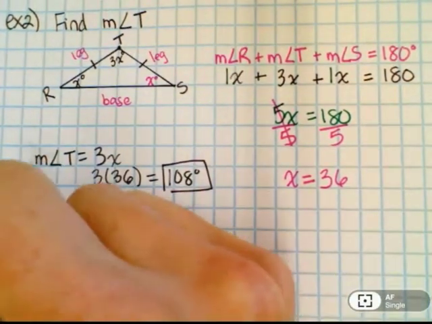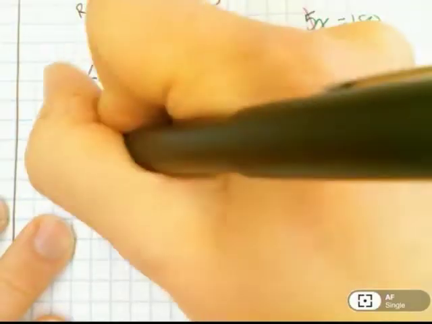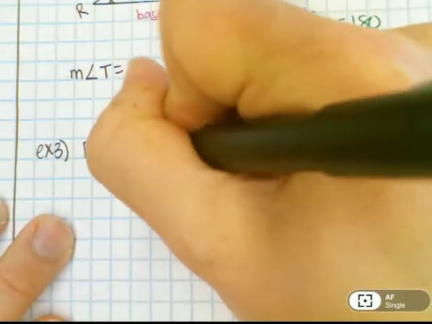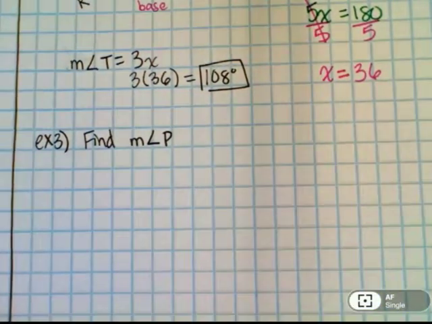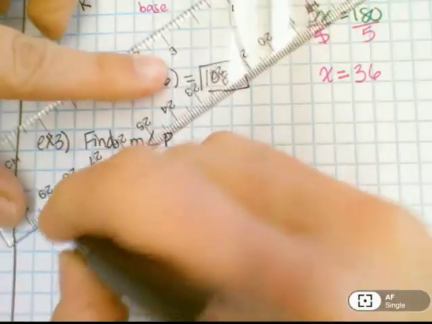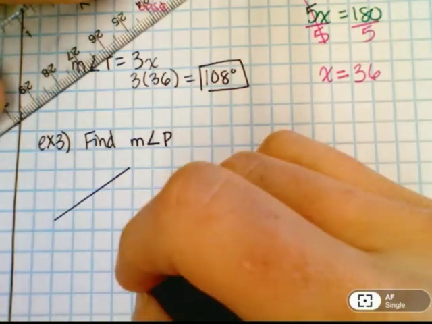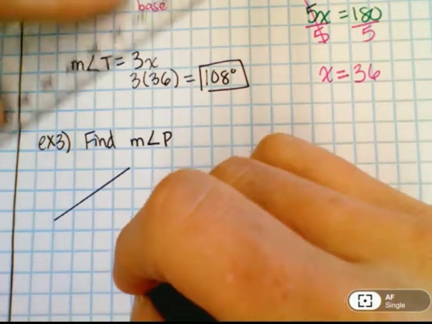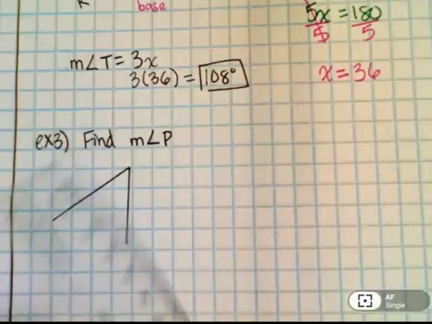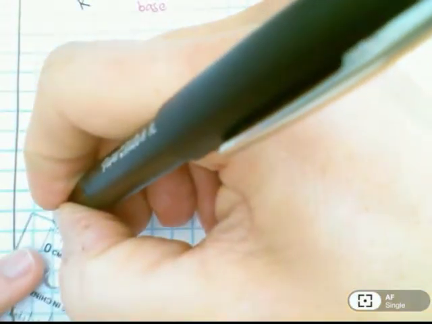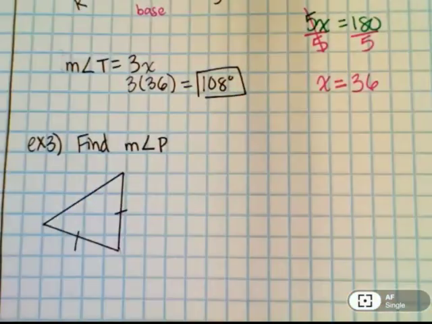Let's try another example. Example 3. In example 3, we are going to find the measure of angle P. We're going to draw this time sort of a diagonal line just to change it up a little bit. So sort of a slanty line. And then kind of eyeball the midpoint. Make a dot, and then go ahead and connect that vertex to the two sides of the base, I guess I should say. And we are this time going to say that these two sides are congruent.